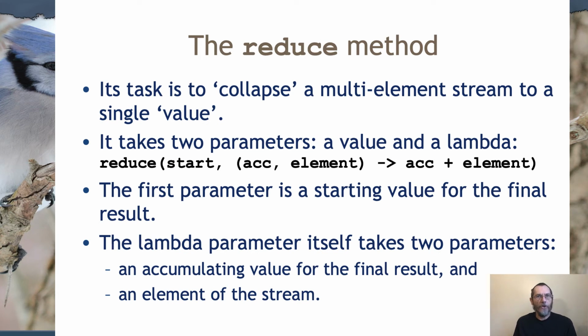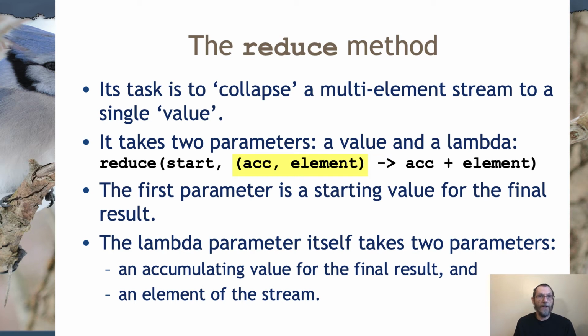The reduce method is actually the most complex operation that we can perform, and it's complex because of the parameters that are required to it. It can be a little bit tricky to understand what all those elements are. So the reduce method takes two parameters. It takes what's called a starting value as the first parameter, and then it takes a lambda as the second parameter. And that lambda has two parameters.